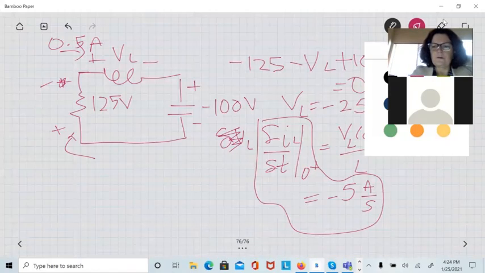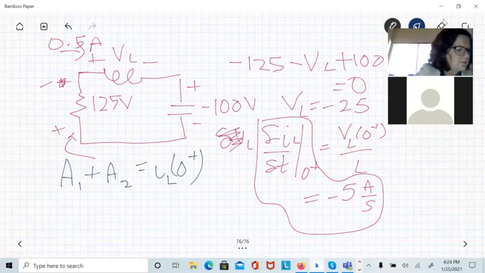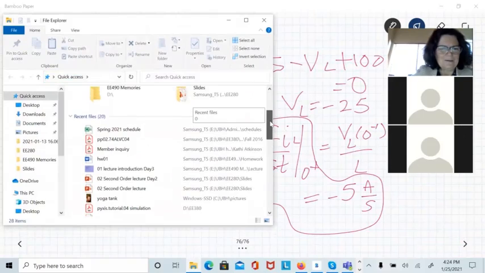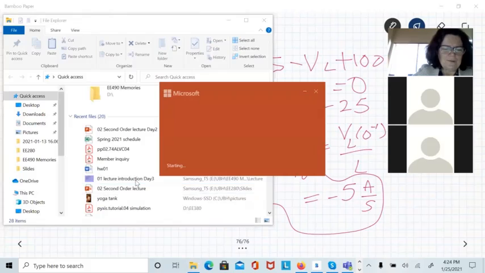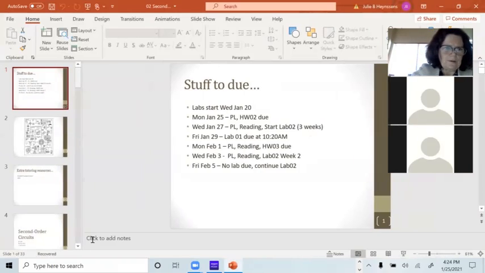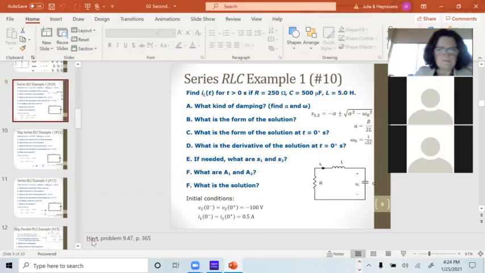Now remember what we were trying to solve for. We had A1 plus A2 was IL of 0 plus, and that was given to us. Let me go back to PowerPoint to check. It was 0.5 amps. I need to get my PowerPoint open anyways. And I was close. I was about right here, on number 10.